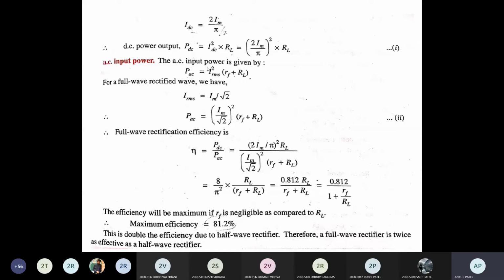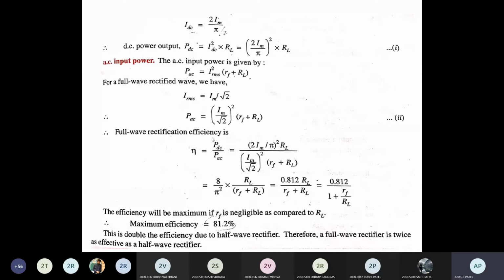The AC input power is given by PAC equal to I square into R, so I RMS square in bracket RF plus RL. For a full wave rectified wave, we have IRMS equal to Im by root 2. Substituting this in the equation, PAC is equal to Im by root 2 whole square into RF plus RL.